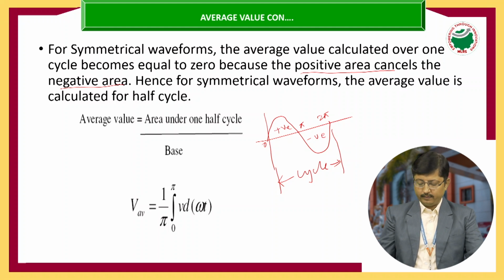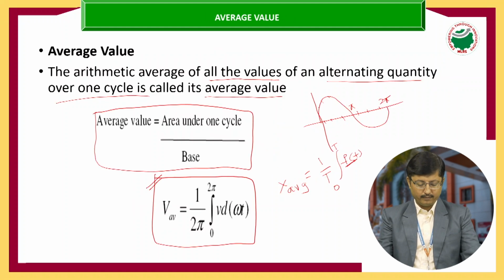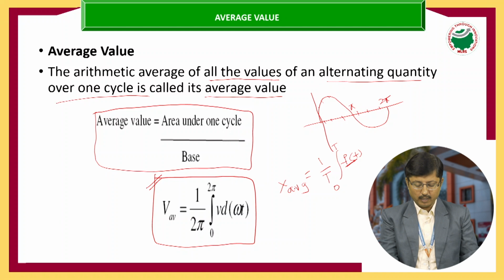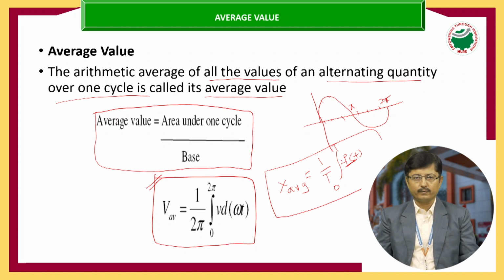So that's why for unsymmetrical waveforms, the general expression for the average value is 1 by T integral 0 to T. That means we have to add up the sum of all the instantaneous values, integrating over a period of time. Then we will get the average value.